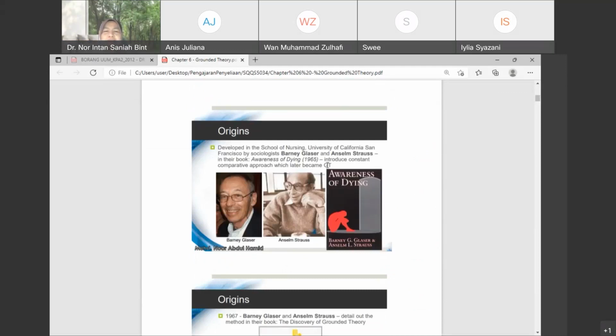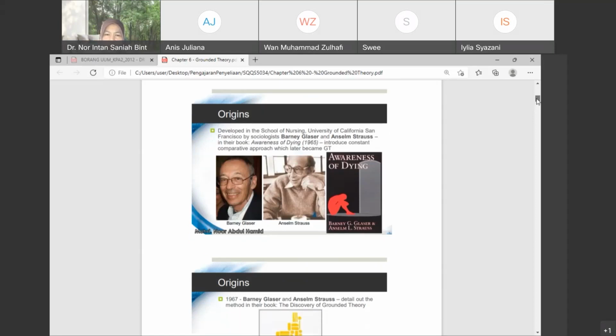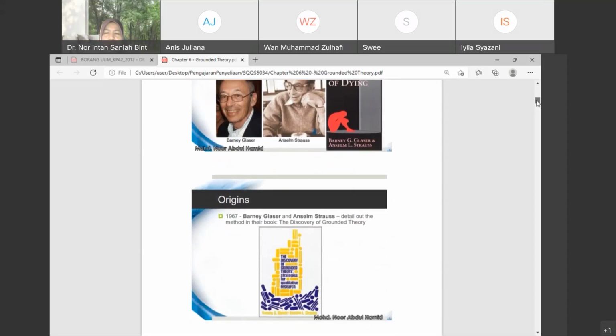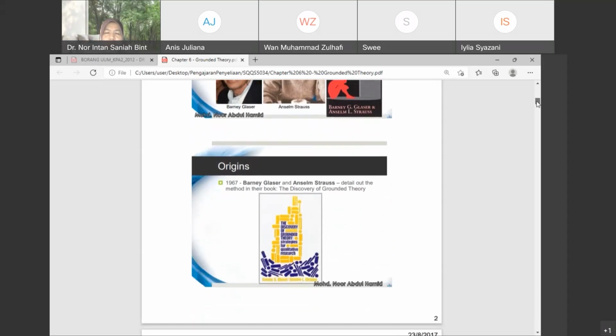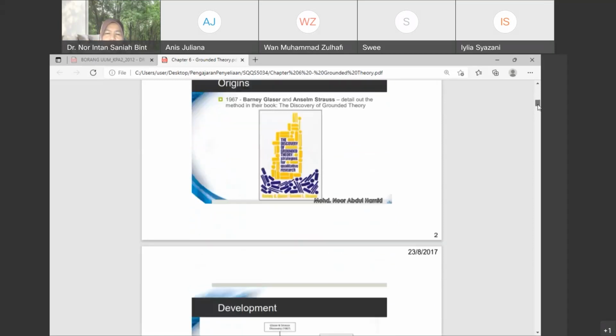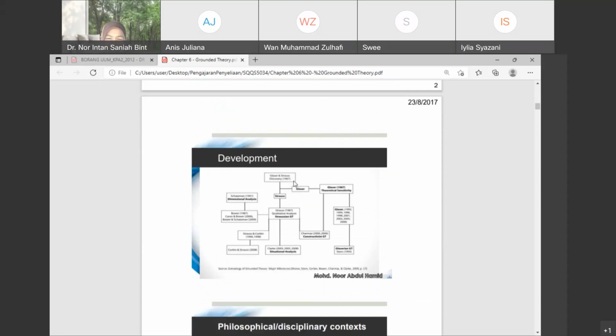In 1995, okay. So how did they develop it? You can read here. The original is from Glaser and Strauss, then they split. Glaser and Strauss separated. A few years after that came their book, The Awareness of Dying, then The Discovery of Grounded Theory. So this is the development, how they separated, and then there were other scholars, Schatzman.